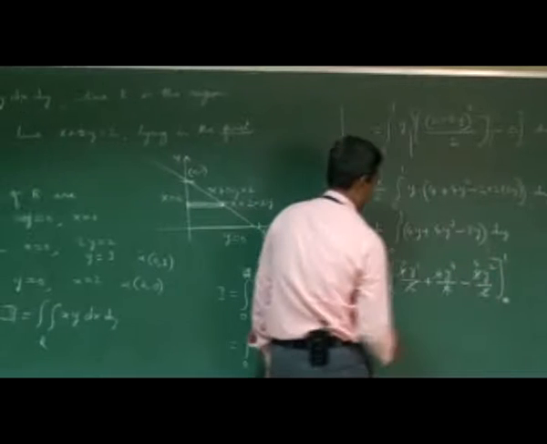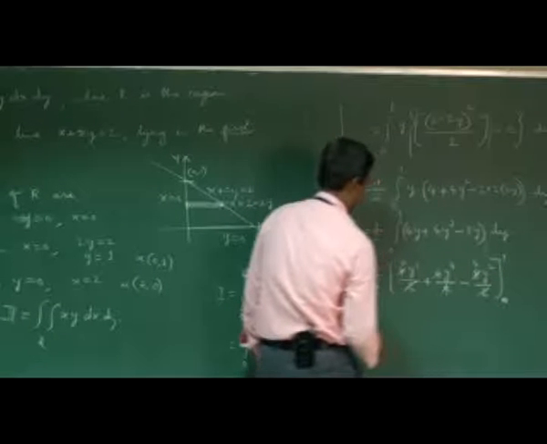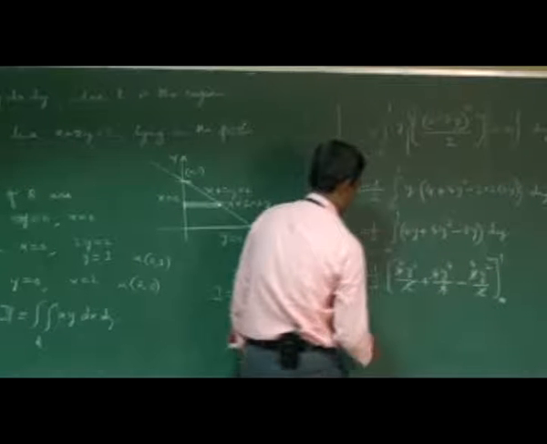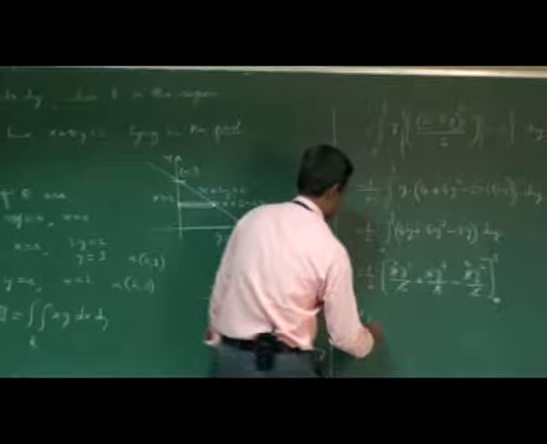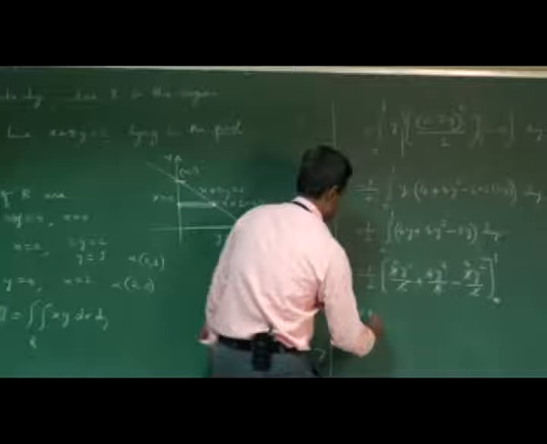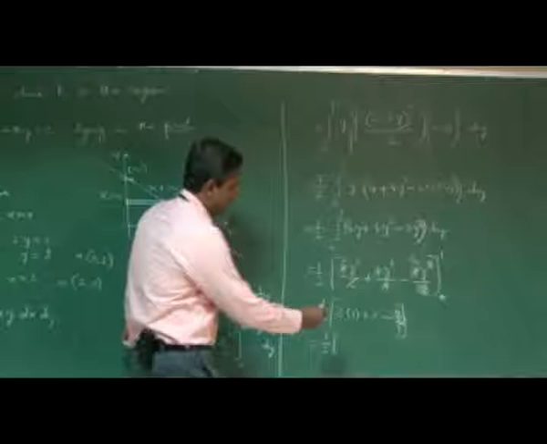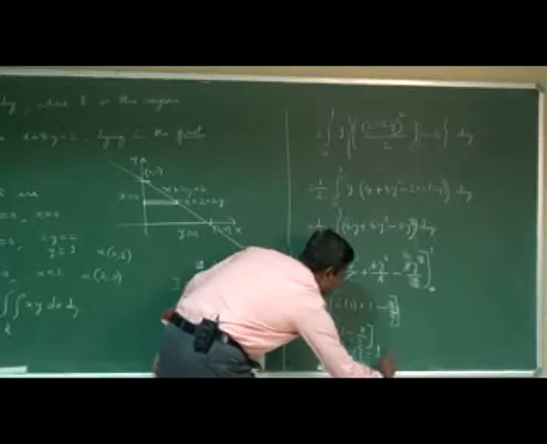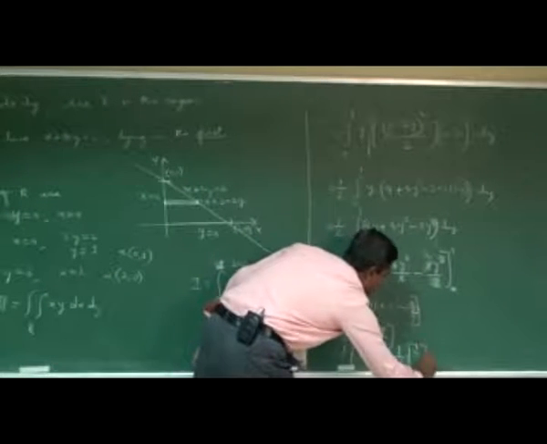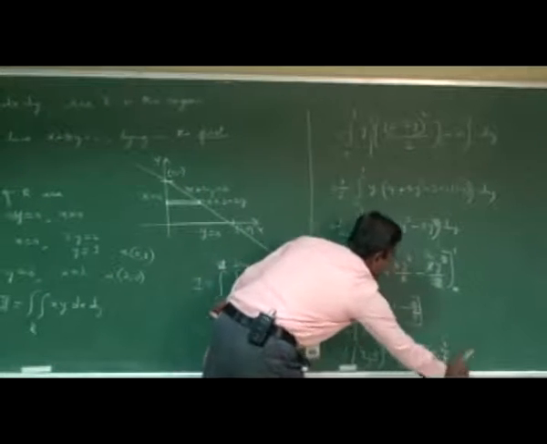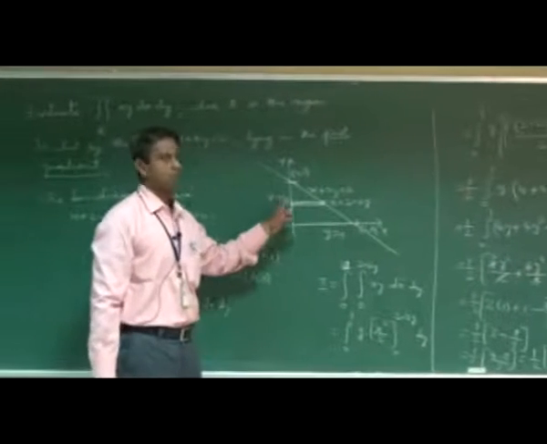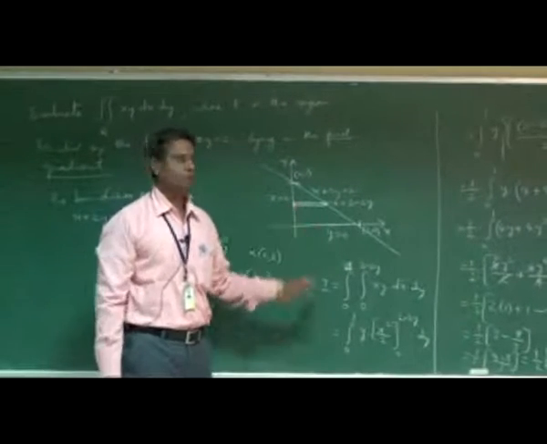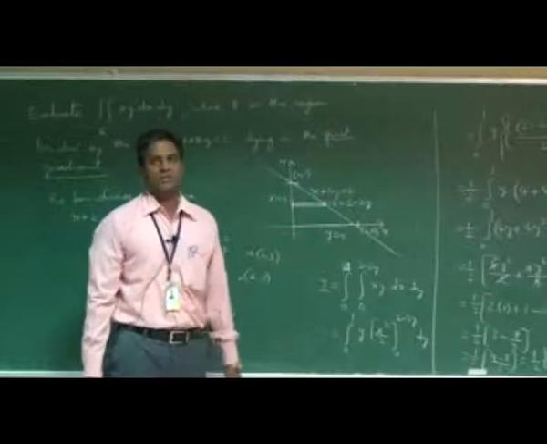Here 4 times, that is 2 plus 1, 3, minus 8 divided by 3, and we take the LCM, that is equal to 1 by 2 into 9 minus 8 divided by 3. So we get 1 by 2 into 1 by 3, so we have got 1 by 6. So this is the area of the bounded region. So that is the problem for the first case.